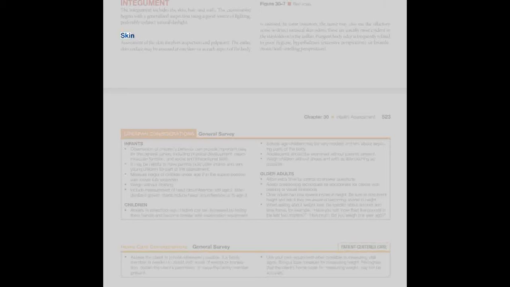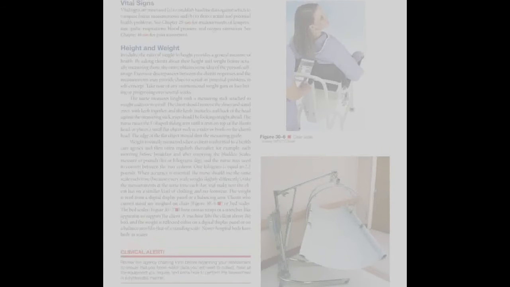Skin. Assessment of the skin involves inspection and palpation. The entire skin surface may be assessed at one time, or as each aspect of the body is assessed. Vital signs. Vital signs are measured, A, to establish baseline data against which to compare future measurements, and B, to detect actual and potential health problems. See Chapter 29 for measurements of temperature, pulse, respirations, blood pressure, and oxygen saturation. See Chapter 46 for pain assessment.